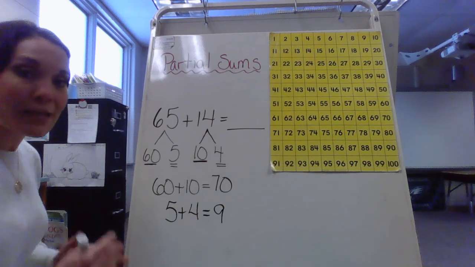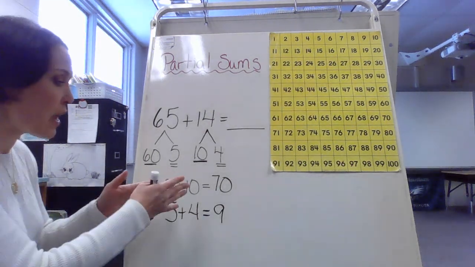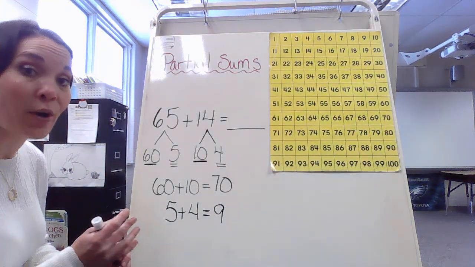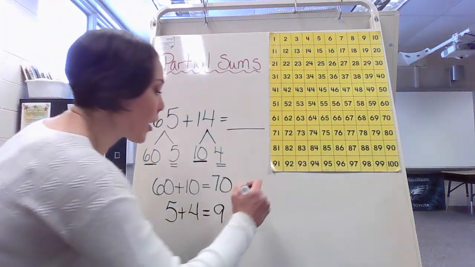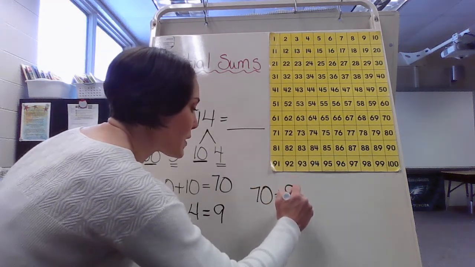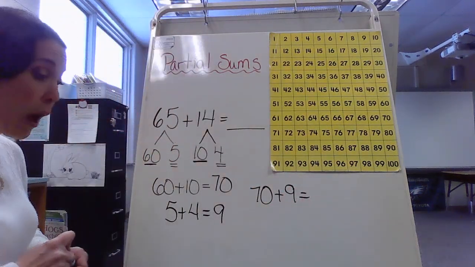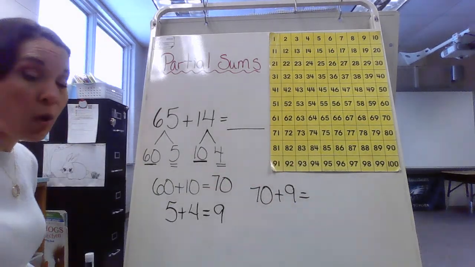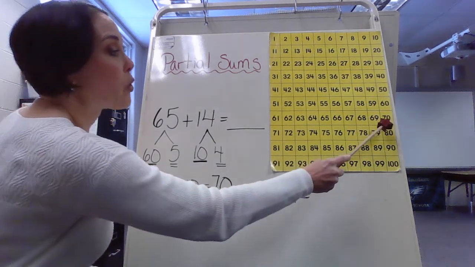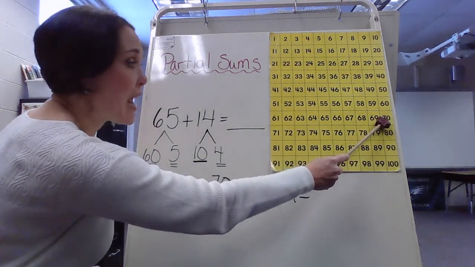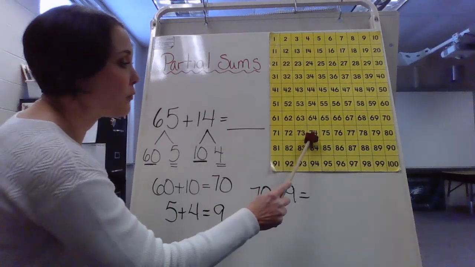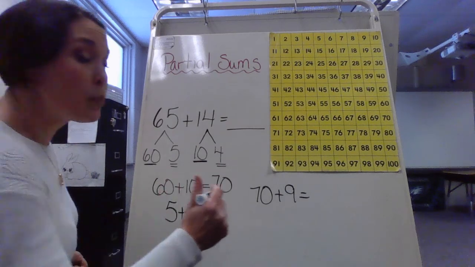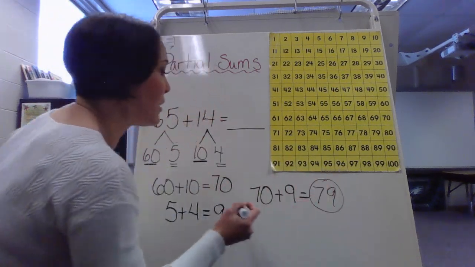Now we're not done, because you can't have a sum of 70 and 9. You have to add those two together to get your final total. So here, I'm going to add 70 plus 9 more. I could do this mentally without any help from a chart, or I could use my chart as a help. I'm looking at 70, and I have to add 9 more: 1, 2, 3, 4, 5, 6, 7, 8, 9. If you didn't already know, your total would be 79.